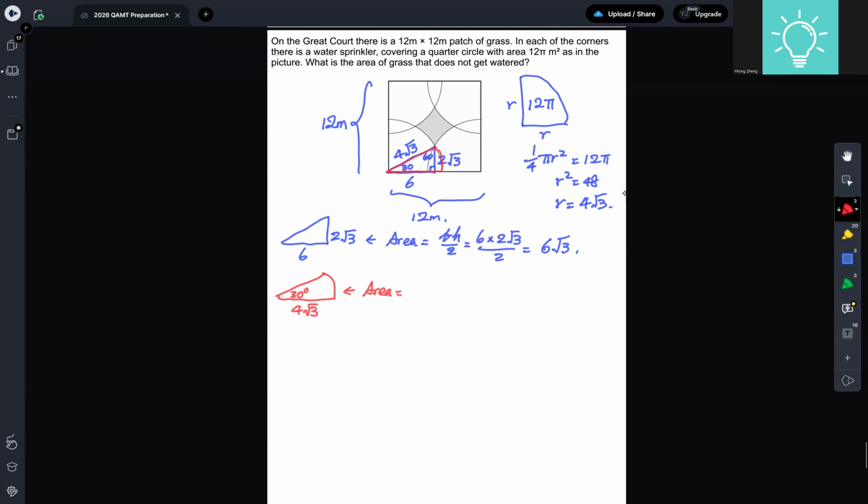Well, since a whole revolution is 360 degrees and this is 30 degrees, this is 1 on 12 of the area of the full circle, which is pi r squared. Okay, pi by 4 root 3 squared on 12. We said 4 root 3 squared was 48, so that's 48 pi on 12, which is 4 pi, right? So this is just a third of the area of the quarter circle. Okay, now we can get to work, right?